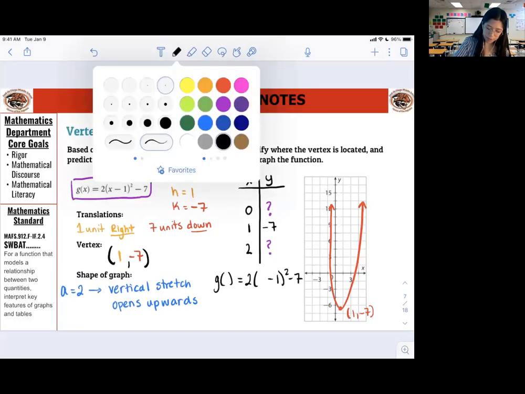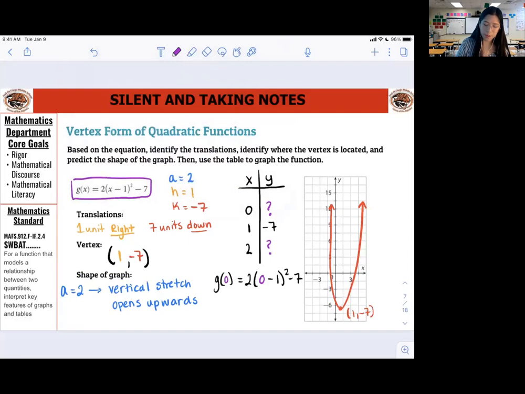I'm going to plug in my 0 wherever I see x. Because then whatever I get as my answer is my output value. 0 is my input. Whatever I get is going to be my output. So let's go ahead and see what happens.